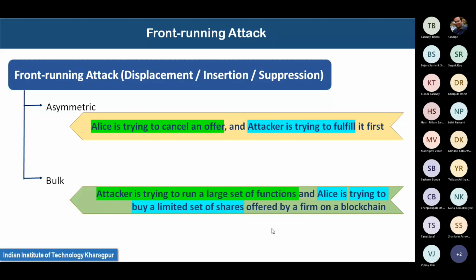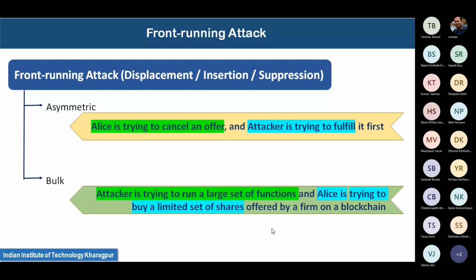And bulk means that the attacker is trying to run a large set of functions, and Alice is trying to buy a limited set of shares offered by a firm on a blockchain. So, this is like, as I gave the example, maybe someone is trying to buy a lot of shares, and the other one has a limited number.